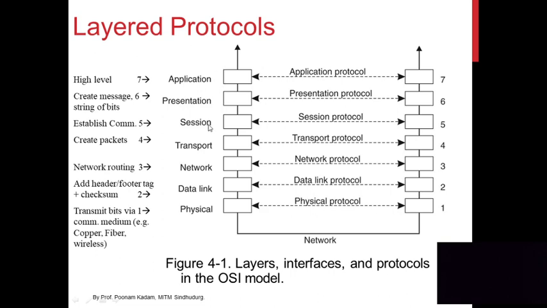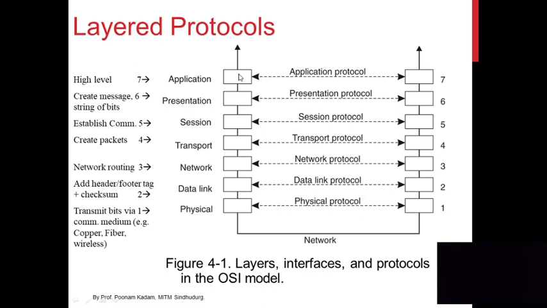Now we can say this is one system where these 7 layers are present, and this is another system where 7 layers are present. Communication is going to happen between these two systems, system 1 and system 2. Communication happens here in each layer, and we'll see what kind of communication happens there.